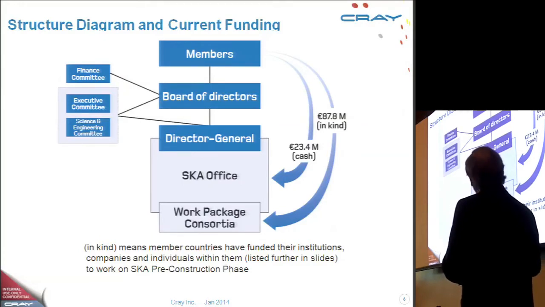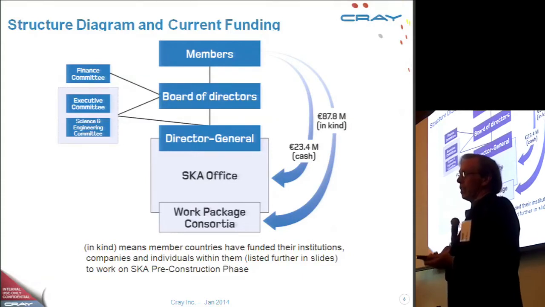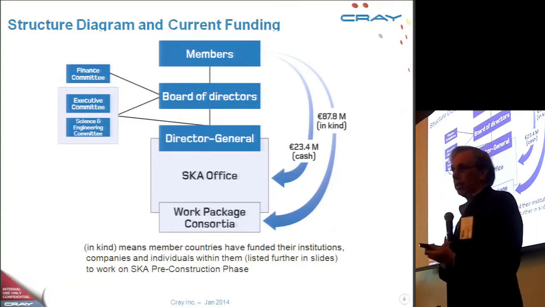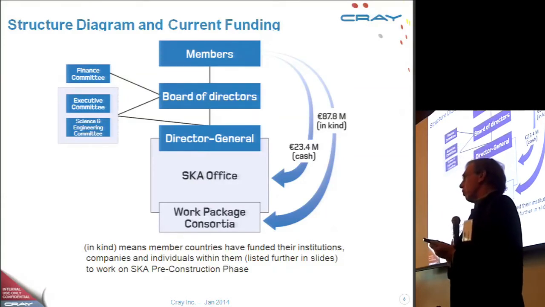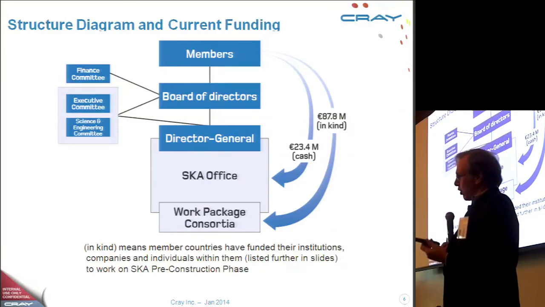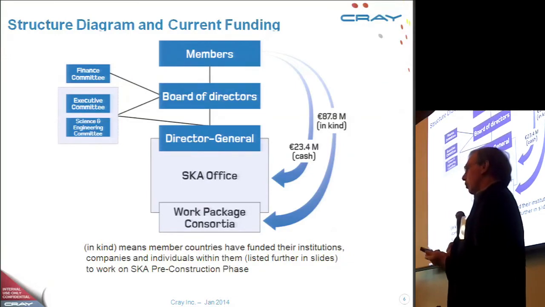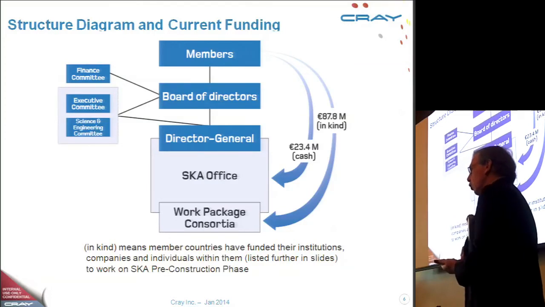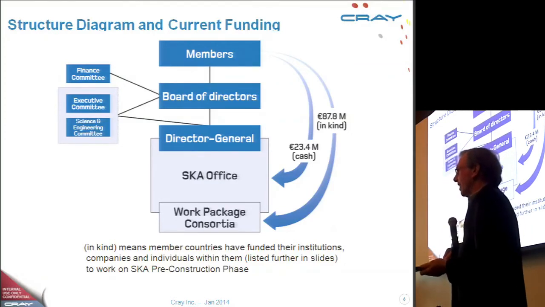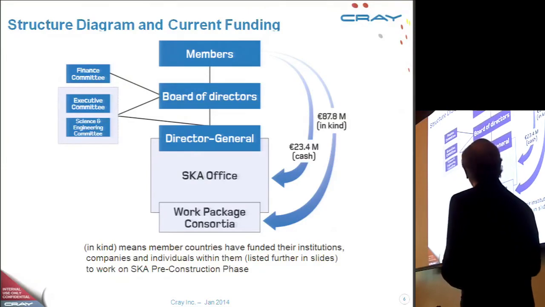There's a board of directors representing those 10 countries. There's a director general and an office. And the director general and the office are located at Jodrell Bank Telescope, which is a few miles south of Manchester. The reason it's there is that the Jodrell Bank radio telescope was the very first radio telescope. And it was created out of disused radar equipment from the Second World War by a man by the name of Bernard Lovell, who lived very close to Jodrell Bank.